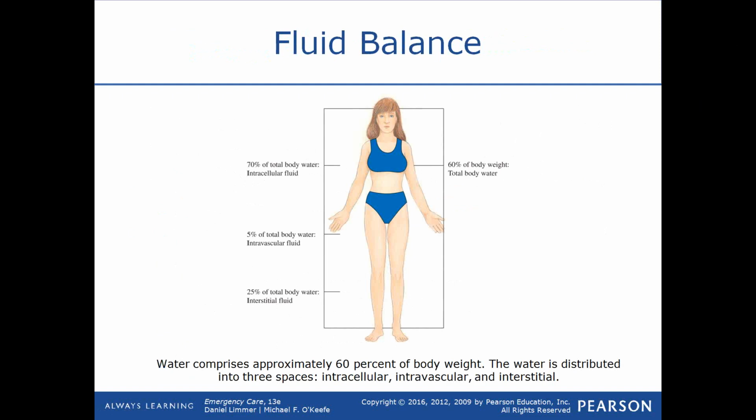Now, your body is made up of approximately 60% water, and the water is distributed in different compartments. 75% of your total body water is inside your cells. 5% of your total body water is inside your blood vessels. And then that space between your cells and your blood vessels, known as the interstitial space, makes up the other 25% of total body water.